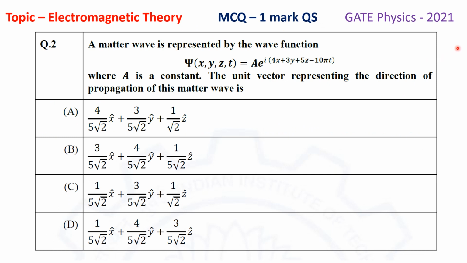This question was asked in the GATE Physics paper 2021. This is an MCQ type 1 mark question, and it is from the topic Electromagnetic Theory. The question is: a matter wave is represented by the wave function psi(x,y,z,t) = A e^(i(4x+3y+5z-10πt)), where A is a constant. The unit vector representing the direction of propagation of this matter wave is, these are the 4 options we are given. So we have to choose the correct one, which represents the unit vector along the direction of propagation. So let us see the solution.